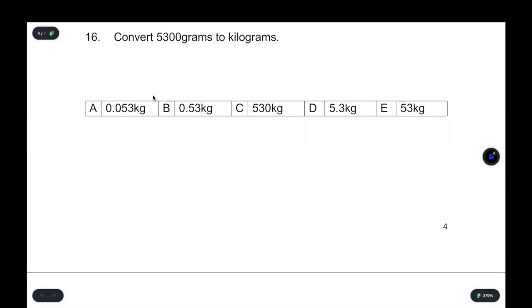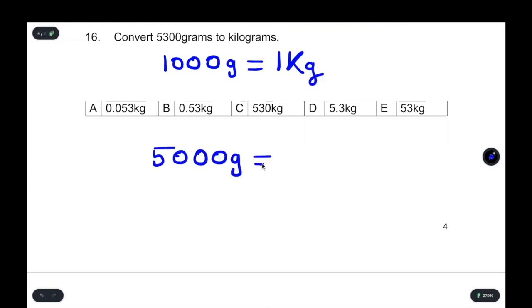16, convert 5,300 grams to kilograms. Well, firstly, we know that 1,000 grams equals to 1 kilogram. So 5,000 grams must equal to 5 kilograms. In other words, to get from the number of grams to the number of kilograms, we divide by 1,000. So if we've got 5,300 grams, we need to divide that by 1,000 to get to the number of kilograms.